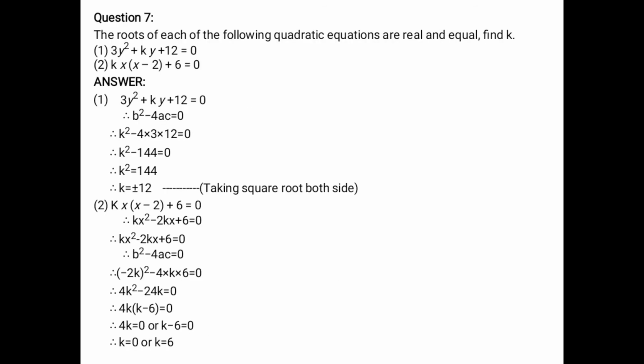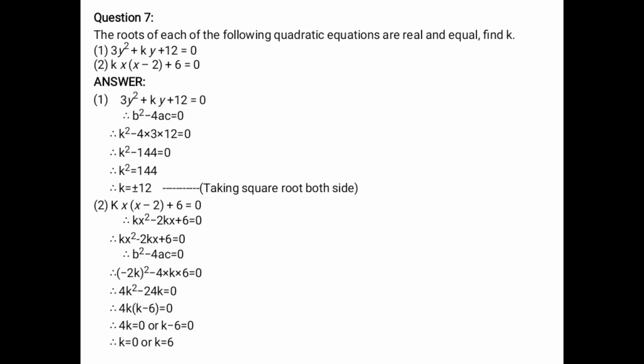Question number 7. The roots of each of the following quadratic equations are real and equal. Find k. 3y square plus ky plus 12 is equal to 0. b square minus 4ac is equal to 0. k square minus 4 into 3 into 12 is equal to 0. k square minus 144 is equal to 0. Therefore, k square is equal to 144. Then taking square root both sides, k is equal to plus or minus 12.